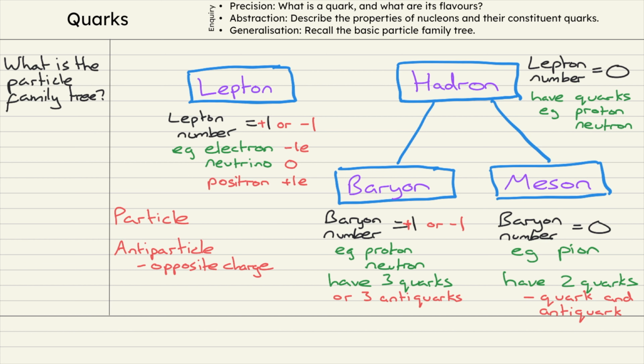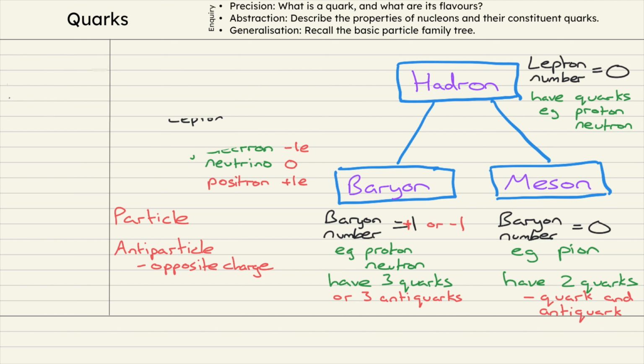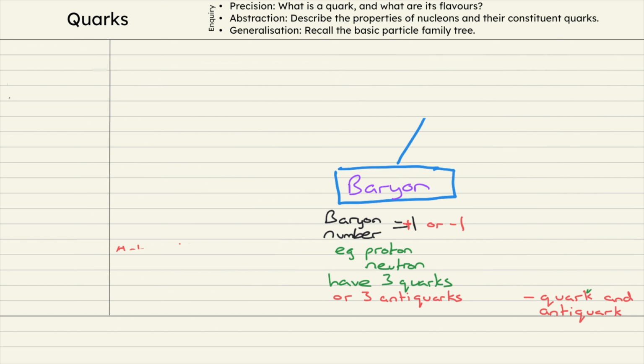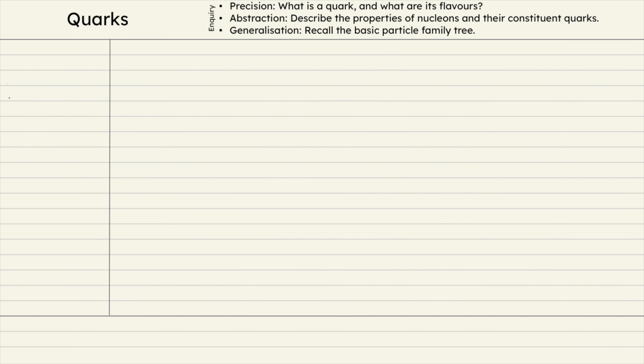We need to go back to the safe, familiar proton and neutron now to learn more about quarks. Neutrons and protons are both baryons, which means they have 3 quarks. Let's focus on the neutron first. The neutron has 2 down quarks and 1 up quark. The proton has 2 up quarks and 1 down quark.